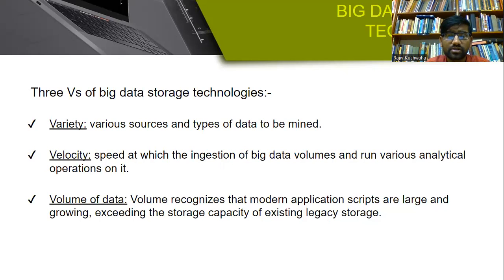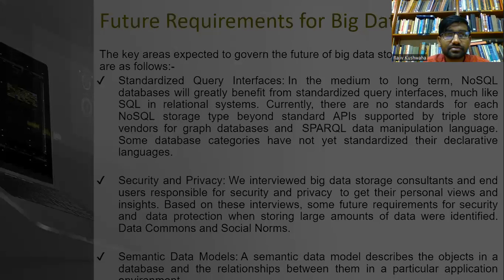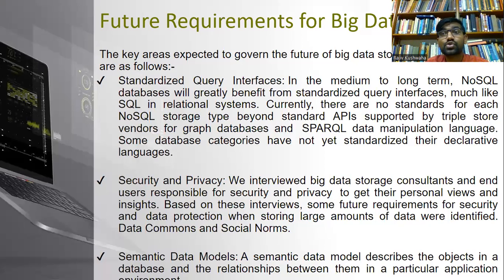For big data storage system technologies, there are the 3 V's of big data: variety, velocity, and volume. Variety means different sources and different types of data to be mined, stored in formats like video, audio, text, everything. Velocity is the speed at which data can be stored in a big data system and retrieved from there for analytical operations. Volume means modern applications deal with a huge quantity of data, hence the term big data.